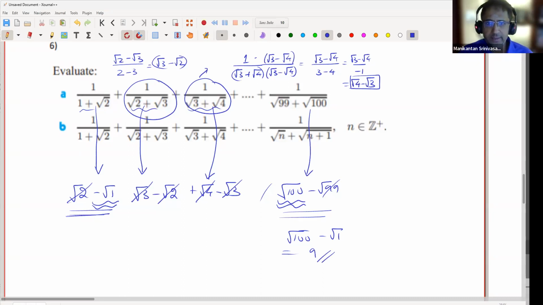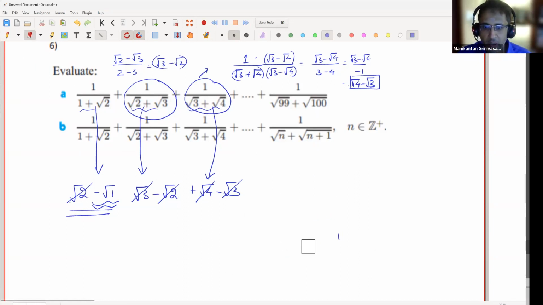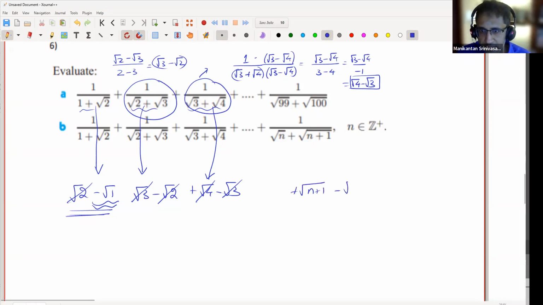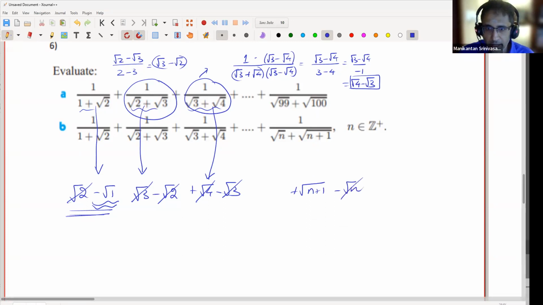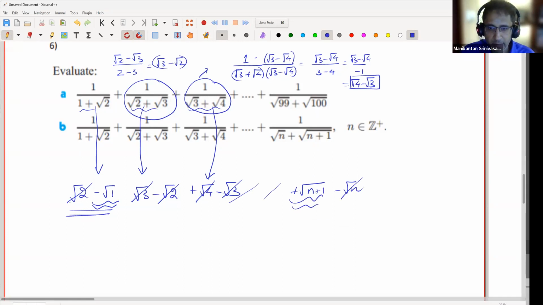Okay. Now, the second question is exactly the same. Instead of 99 and 100, he says, let's not stop at 99 and 100. Let it go to a general term, n and n plus 1. So the last term here would be root n plus 1 minus root n. Yeah, Arab, just 1 second. I'll just finish this and then I'll be with you. So root n gets cancelled. Everything gets cancelled. What will prevail will be root n plus 1 and minus 1. So the answer will be just root n plus 1 minus root 1, which is root n plus 1 minus 1.